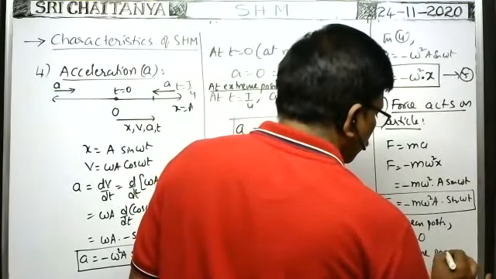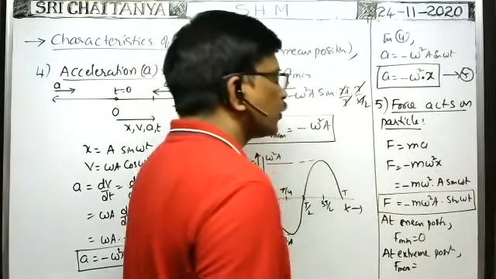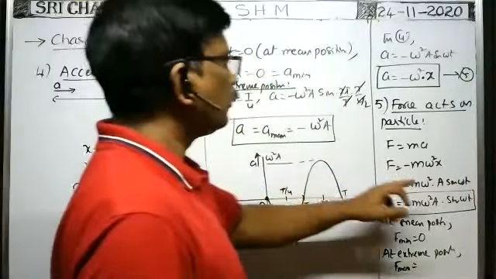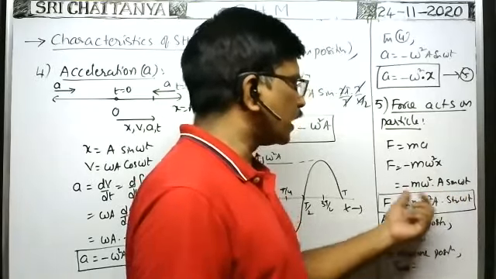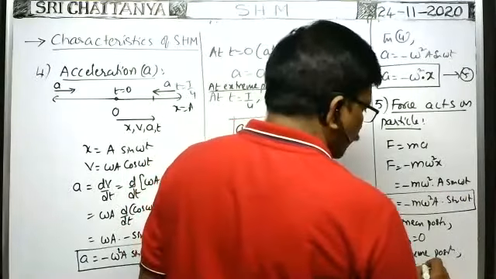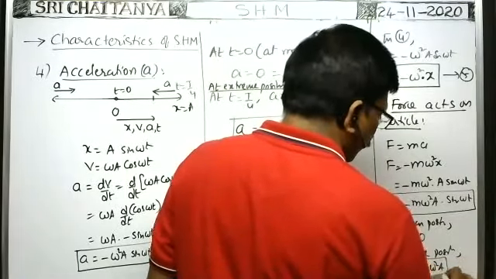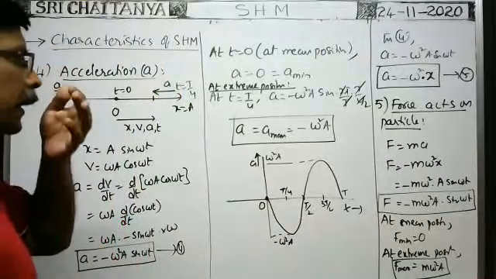At the extreme position, F is maximum, because at the extreme position t is equal to T by 4. When you substitute t is equal to T by 4, then you will get sin 90, which means maximum. That's why force is maximum. Just write the magnitude, that's all. m omega square a is the maximum force. Maximum force acting on the particle is m omega square a.